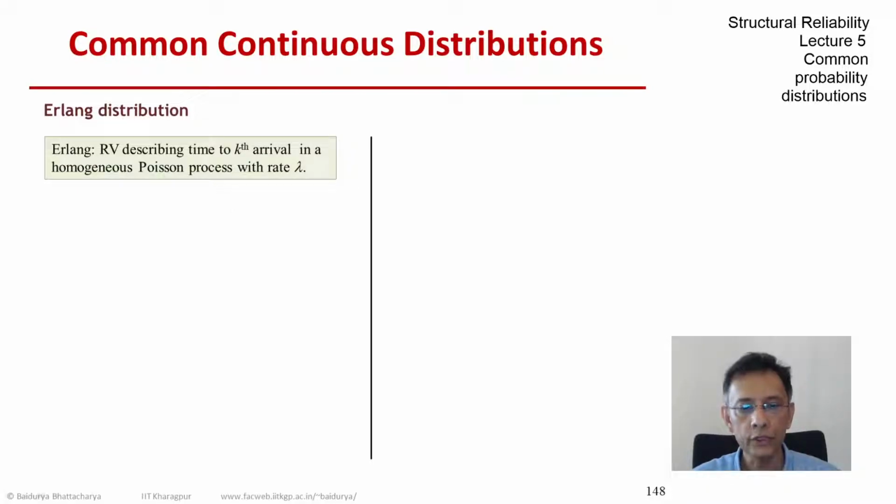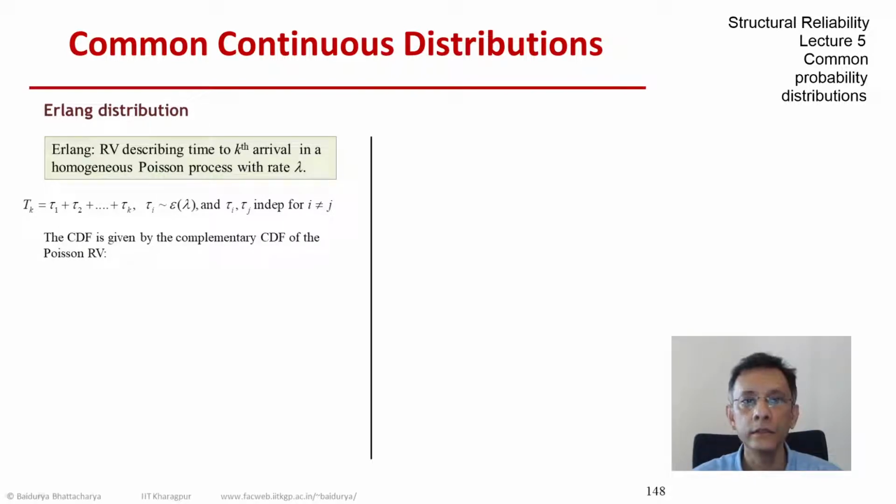The Erlang distribution describes the time to the kth arrival in a homogeneous Poisson process with rate lambda. So just as we had in the case of the sequence of Bernoulli trials, the number of trials to the kth occurrence, the negative binomial random variable, being the sum of k independent and identical geometric random variables, we have the Erlang random variable as a sum of k independent and identical exponentials with the same rate lambda, obviously.